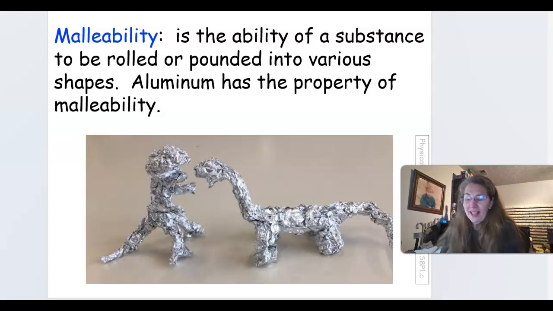So aluminum foil is an example of a metal that has high malleability. Gold also is considered a soft metal in that it's very malleable.